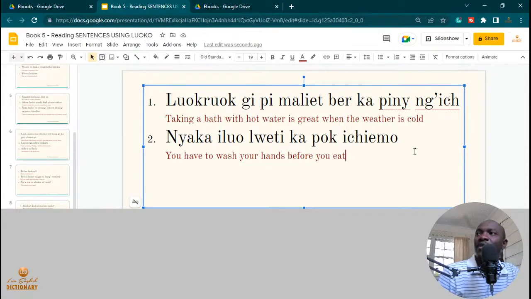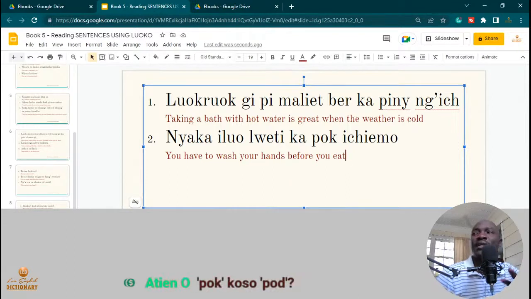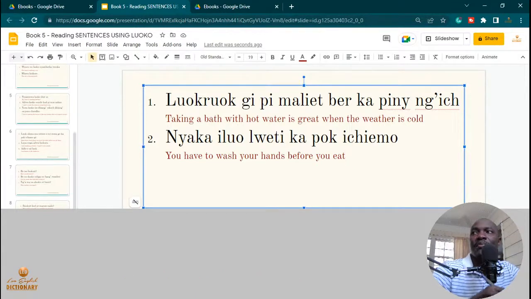Okay, Atieno asks whether it is lwedo with a W or with a U. It is in Luo, you can take both of them. Some people say lwedo to mean W, some people say lwedo to mean U. They all work. Some people spell lwedo with a W, others with a U. But they all pronounce the same. We really are concerned with the pronunciation.